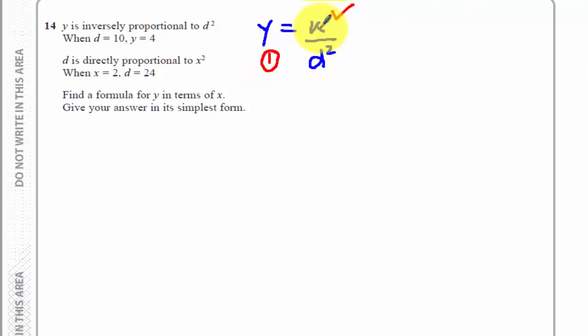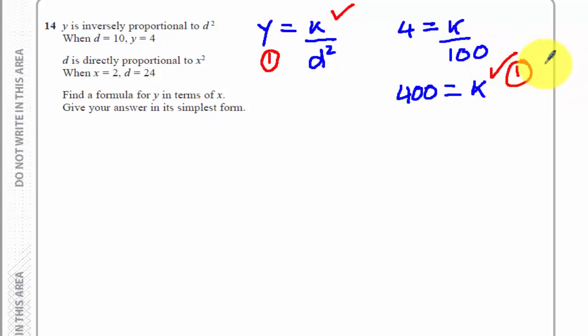We're now going to try and work out what k is. So when d is 10, y is 4. So 4 equals k over d squared. Well, d is 10, so d squared is 100. So k must be 400. And again, that process picks you up your 2nd mark. So my first formula is y is 400 over d squared.